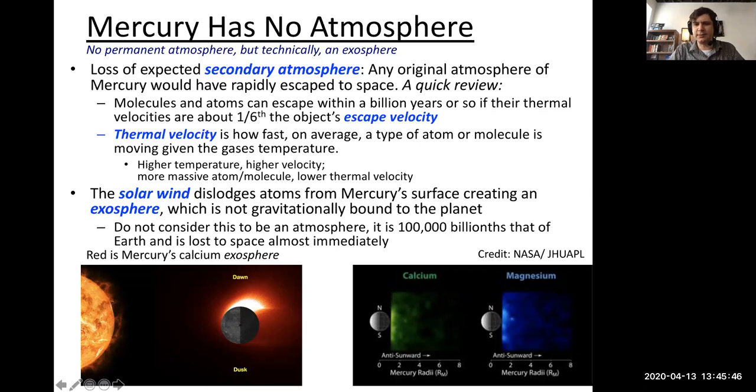I have pictures of that down here. You can see the calcium and magnesium exosphere as it's getting blown away from the sun. And we have a graphic down here that shows how it's going on as well. You cannot consider this an atmosphere at all. It's not gravitationally bound. All those particles rapidly escape. If you were to try to consider it an atmosphere, it would be about 100,000 billionths that of Earth's, which sounds like vacuum to me.